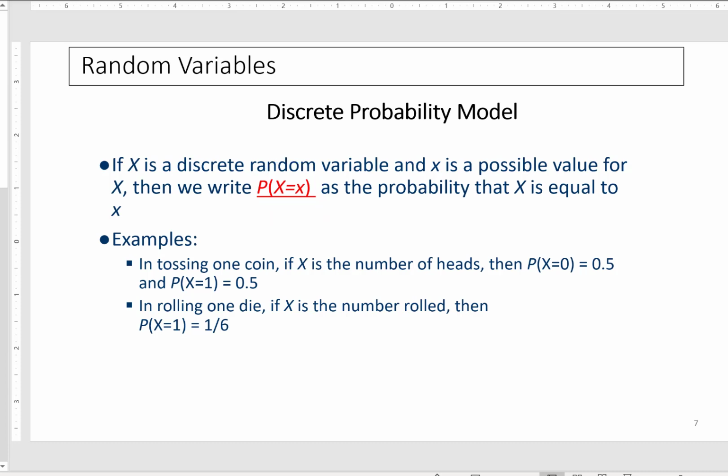So here's some examples. If I'm tossing a coin and X is the number of heads that I see when I toss the coin, well, the probability that X equals 0, that I see 0 heads on a toss, I've got a 50% chance, a 0.5 probability of that occurring. The probability that the number of heads that I see, which is what my random variable is, would be 1. That means I see 1 head. I've got a probability of 0.5. In another example, in rolling 1 die, if X is the number rolled, then the probability that X equals 1, that I roll the die and get a 1, I have a 1 in 6 chance of that occurring.